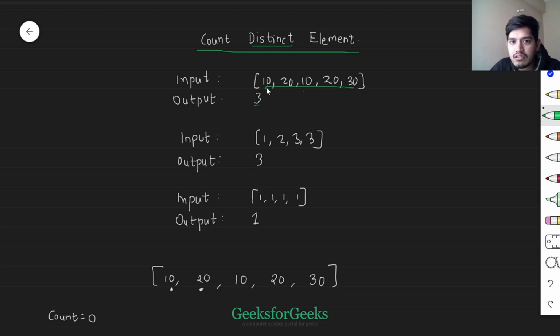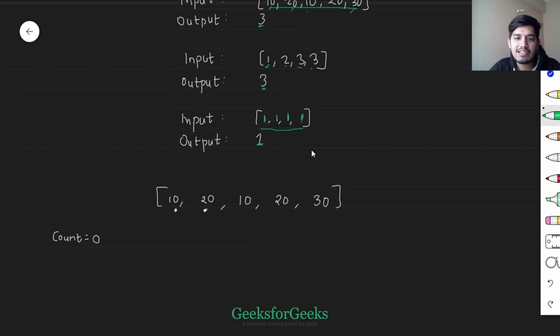How? 10 is 1, 20 and 30, and others are repeating. 10 comes 2 times, 20 came 2 times. So we have only 3 distinct elements. And for this example we have 1, 2, 3, 3, so the distinct elements will be 3. And for this case we have only one distinct element, that is 1, because 1 is repeating 4 times. So the distinct count will be 1.